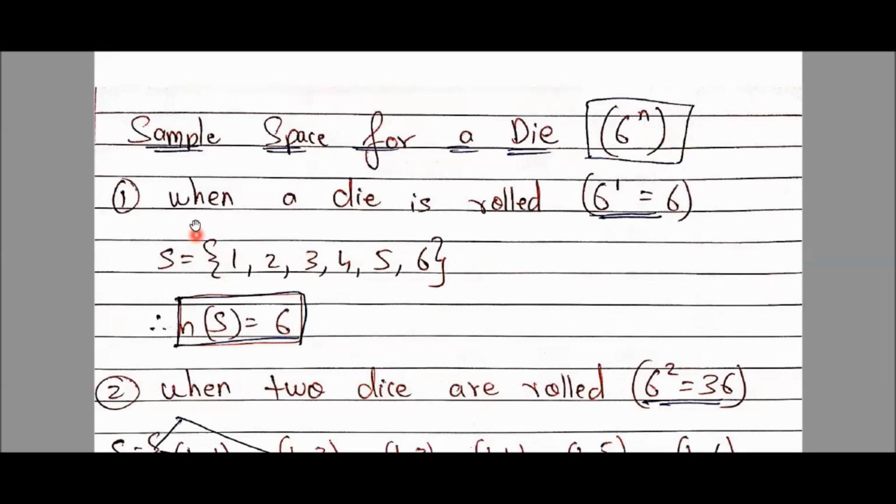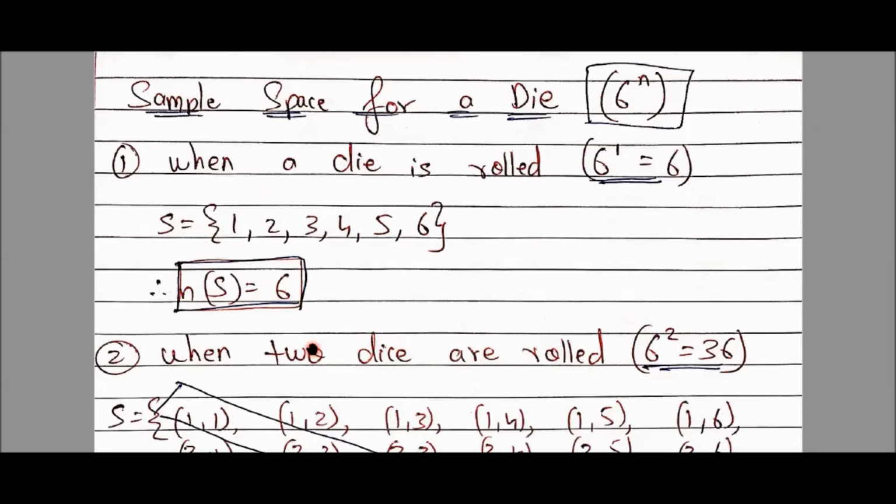Okay, let's see the first case when a die is rolled. Here at the place of n, 1 came. 6 raised to 1 is 6. What is my sample space, denoted by capital S? 1, 2, 3, 4, 5, 6. In a basic die, when a die is rolled, we have these many options coming. These many things can come. n of S means the number of elements in the sample space. There are 6 elements, so 6 came here.